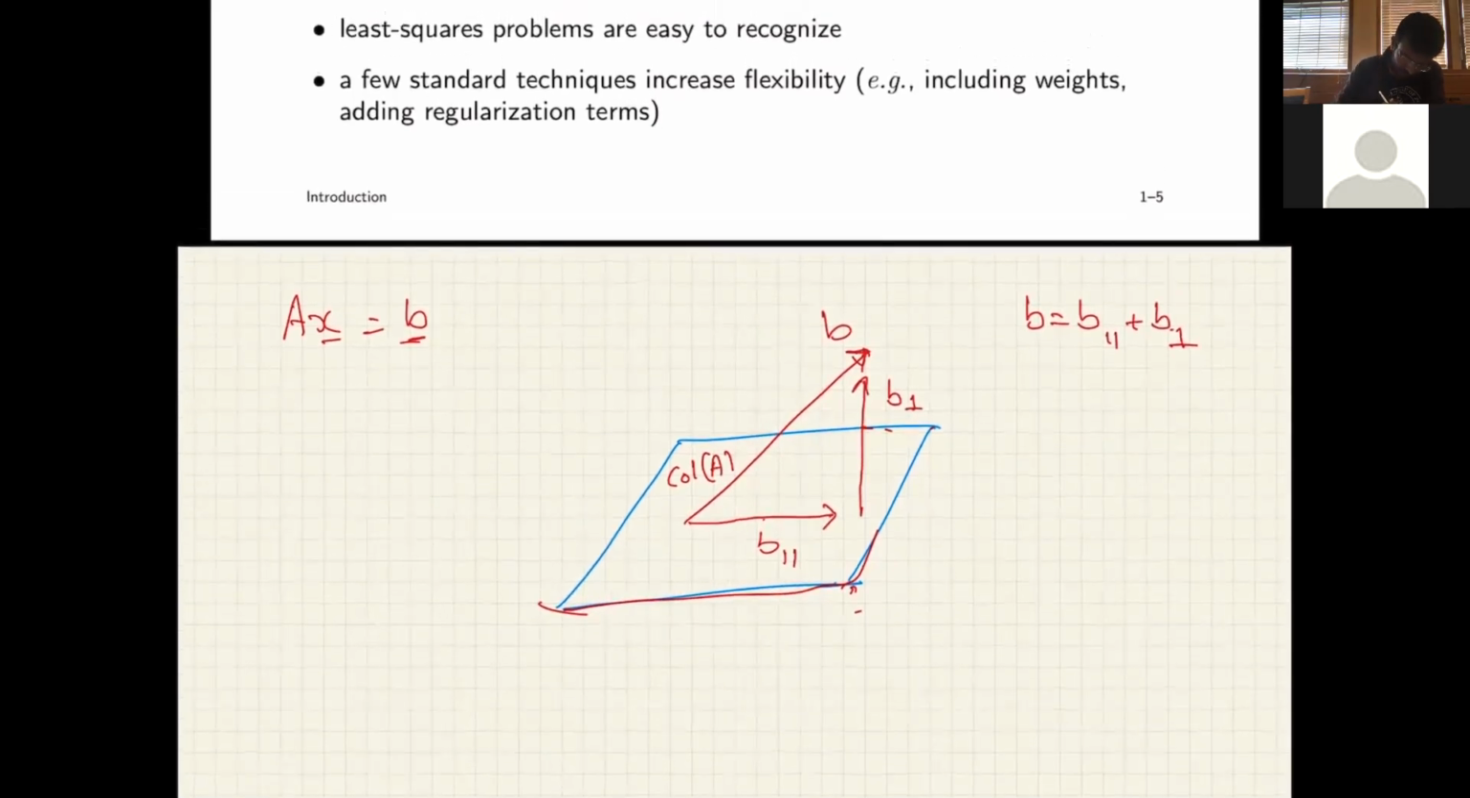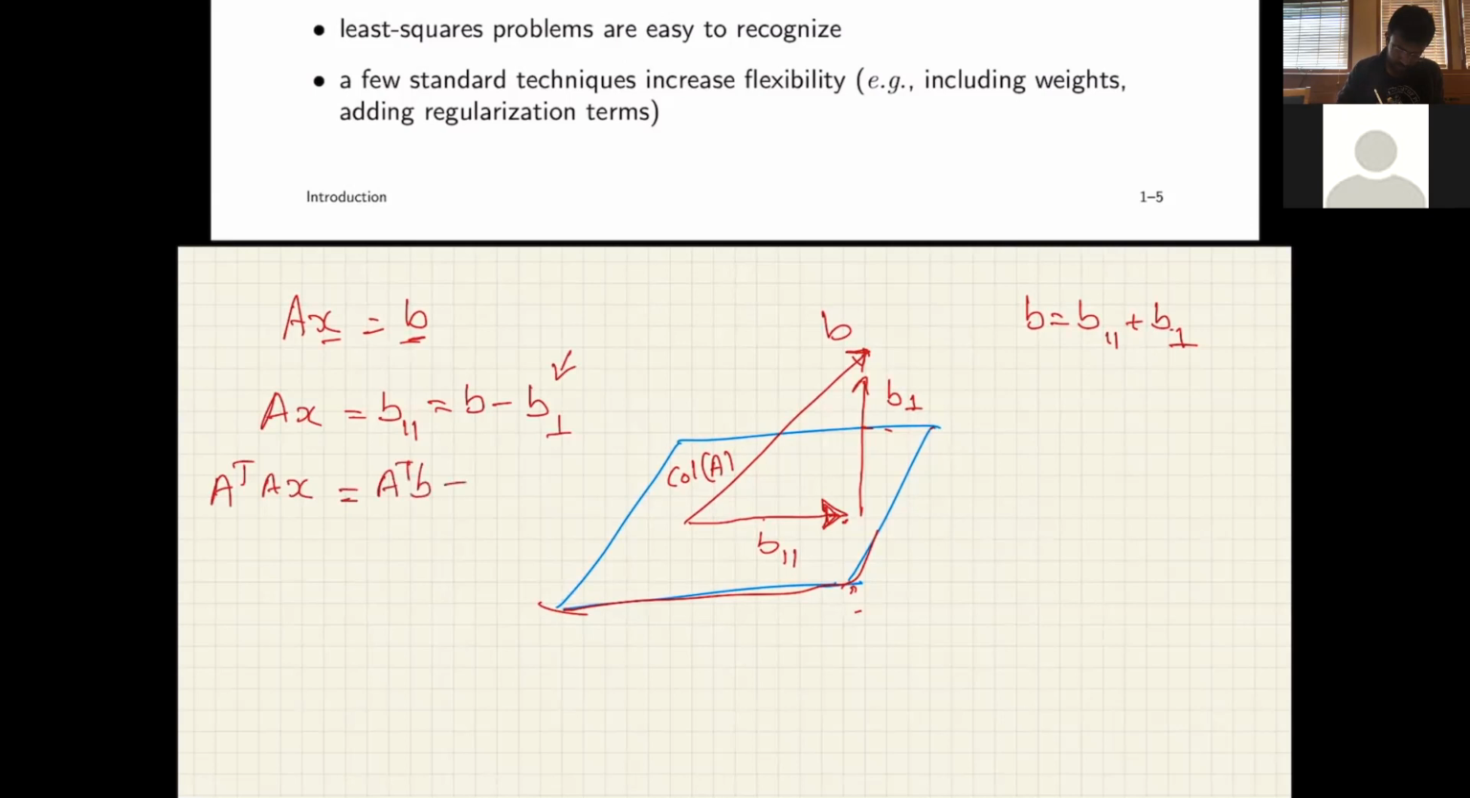So instead of B, I will now consider Ax equal to this vector, an approximate vector in the column space, B parallel, right? Which is equal to B minus B perpendicular, right? So now we have this approximate framework, and now I multiply with A transpose both sides, A transpose, because I want to get rid of this guy. So A transpose Ax equal to A transpose B minus A transpose B perpendicular.